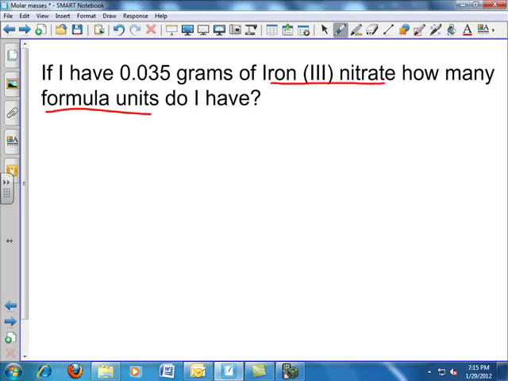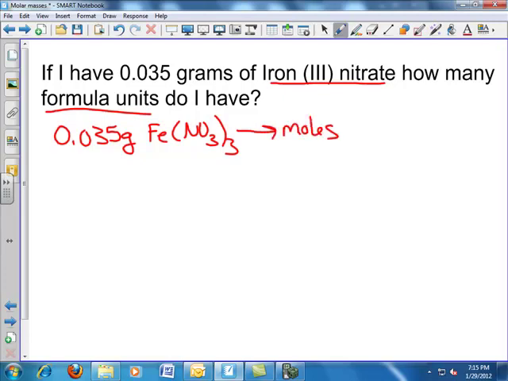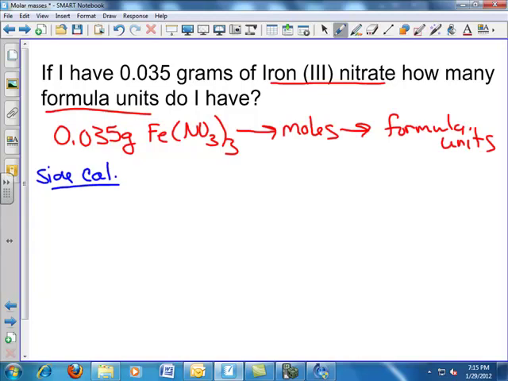Okay, so my plan. I have 0.035 grams of FeNO3. Okay, I want to find out how many formula units that is. I cannot go directly to formula units. I have to go from grams to moles, and then from moles, then I can go to formula units. So there's my plan. Okay, now, again, I need to do a sidebar calculation, side calc. Okay, and that side calculation is I need to know the molar mass of that.